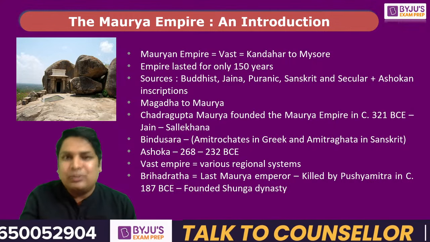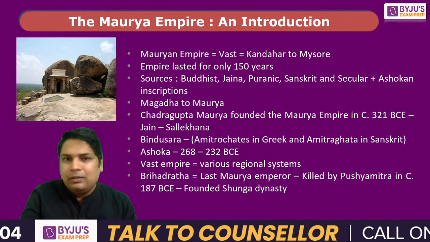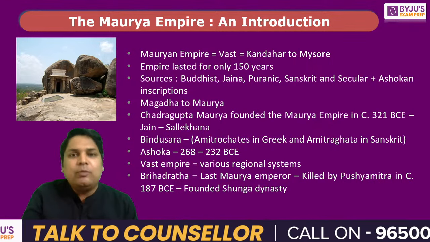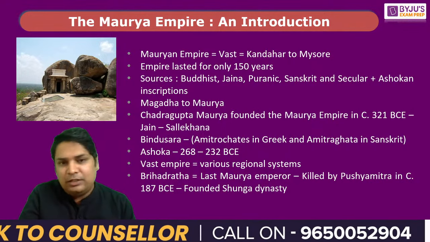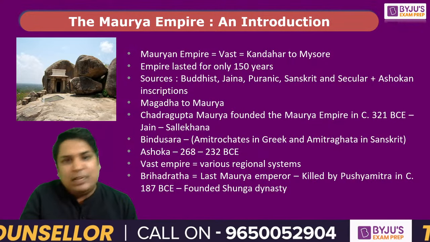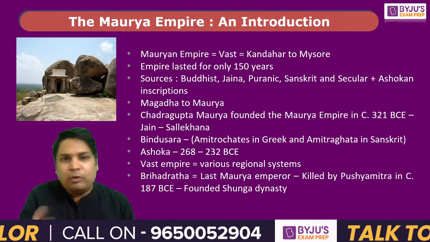There has to be Jaina sources as well. Can someone tell me why the Jaina sources would also be there? See, the plain reason being Chandragupta Maurya actually was a Jain. He was the follower of the Jain religion. And Ashoka, as we all know, when we will be discussing Ashoka's Dhamma, we all will come to know that he was the follower of Buddhism.